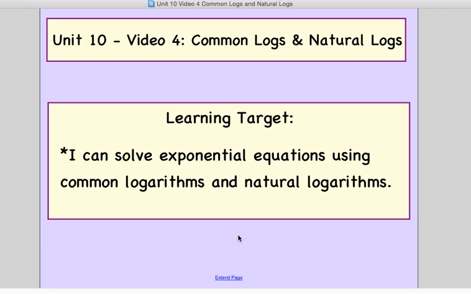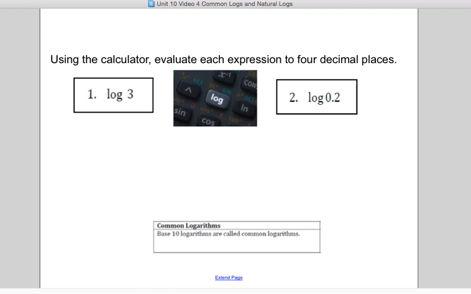Today we're going to go ahead and look at common logs and natural logs. Your learning target today is that you can solve exponential equations using common logs and natural logs. So the first thing we're going to do is look at where these buttons are on our calculator.